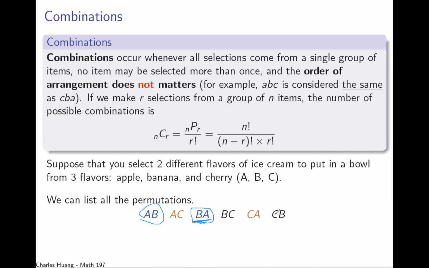In this particular case, that means apple-banana and banana-apple are the same. And that's the big difference between combination and permutation. In this case, the arrangement does not matter. So apple-banana and banana-apple are the same thing. So in essence, we really only have 3 different combinations. We have apple-banana, apple-cherry, and banana-cherry.